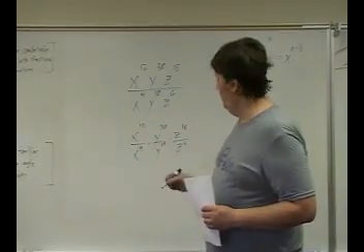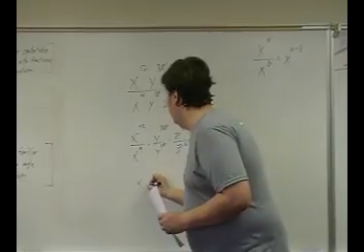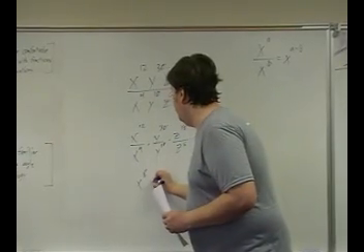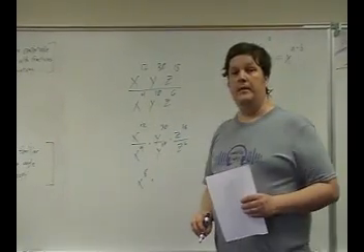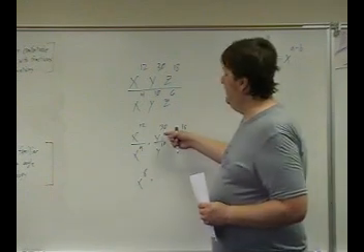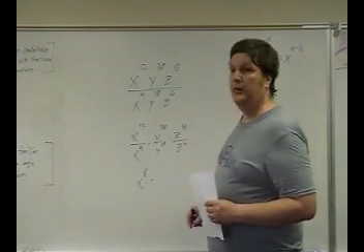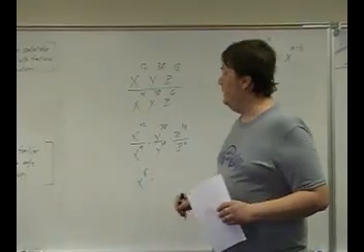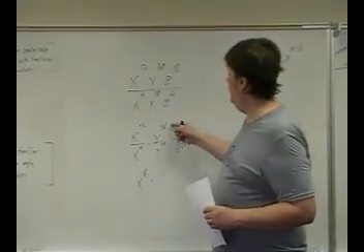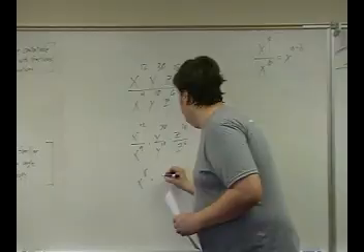12 minus 4. So in this case, it's going to give me x to the 8th. All right, let's move on to the y. I've got a y variable up top. I've got a y variable in the bottom. So all that means is I'm going to subtract the exponents. 30 minus 10 is going to give me 20.